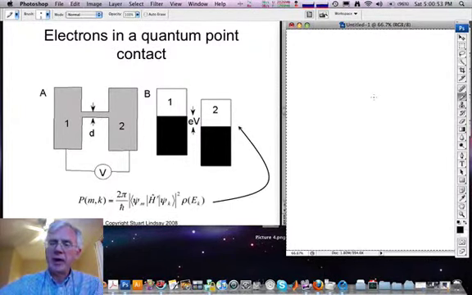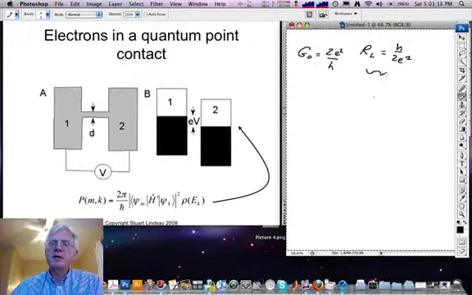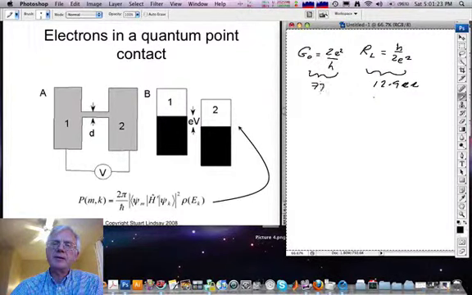Let me tell you that result because it's so useful. The result turns out to be that the conductance of this channel is just 2 the electronic charge squared over Planck's constant. Conversely, the resistance, called the Landauer resistance associated with this channel, is just h over 2e squared. This is about 12.9 kiloohms, and this is about 77.5 microsiemens.